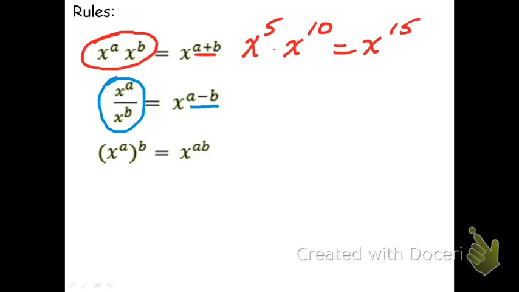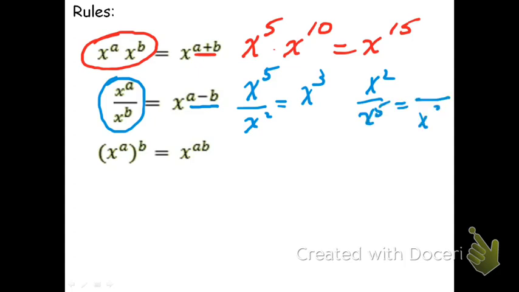Now, what I want you to try to remember is you subtract the smallest exponent from the largest exponent and your answer stays where that large exponent started. In other words, if I have x to the 5th over x squared, that's going to give me an x to the 3rd that's in a numerator. If I reverse that and wrote it as x squared over x to the 5th, that's going to give me an x cubed in my denominator, so I put a 1 in my numerator.